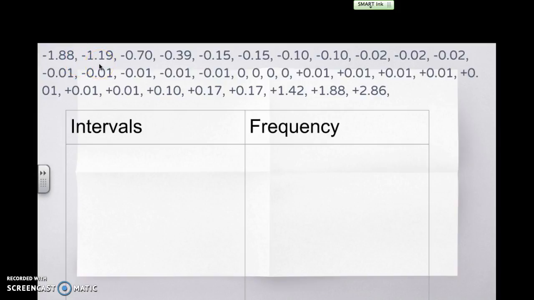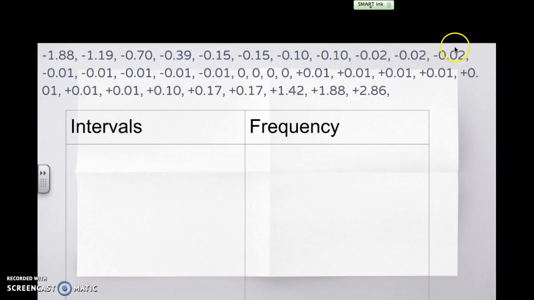Negative 1.19, again, too far away, that's an outlier. Negative 0.70, still an outlier. Negative 0.39, still an outlier. But negative 1.5 is not, because it's only 0.05 away from these results too, and that's a whole lot of them. So we need to include those.